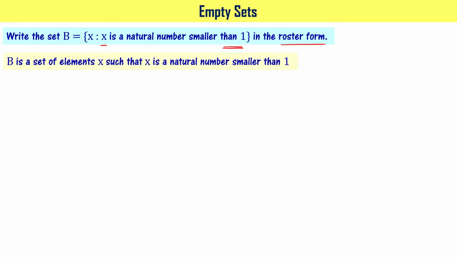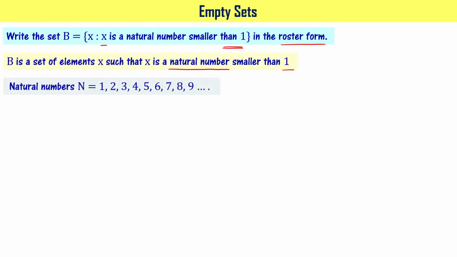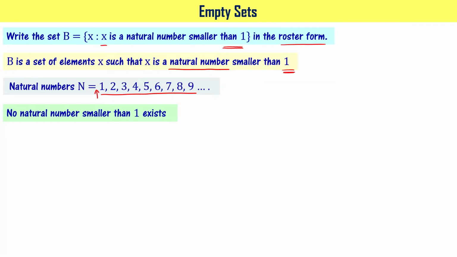Okay, you know what the natural numbers are, right? 1, 2, 3, 4, 5 and so on. Are there any natural numbers smaller than 1? No, right? The natural numbers are 1, 2, 3, 4, 5, 6, 7, 8 and so on. Out of that, no natural number is smaller than 1, right? Because there is nothing that appears here. So no natural number smaller than 1 exists.